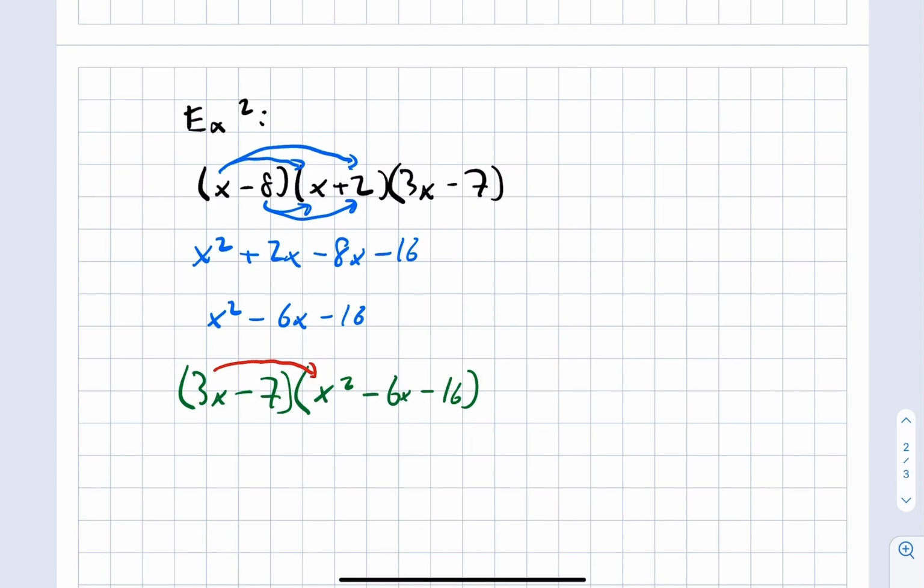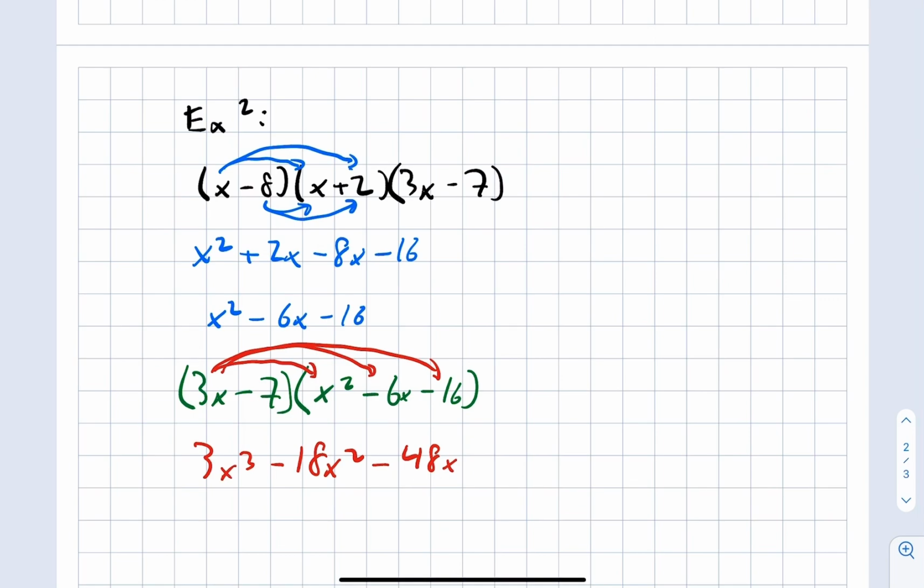So 3x times x squared, that's going to give me 3x to the third power. Then I'm going to take my 3x times negative 6x, and that's going to be negative 18x to the second power. Finally, I'll take my 3x times negative 16. That'll be negative 48, and there will be an x there.